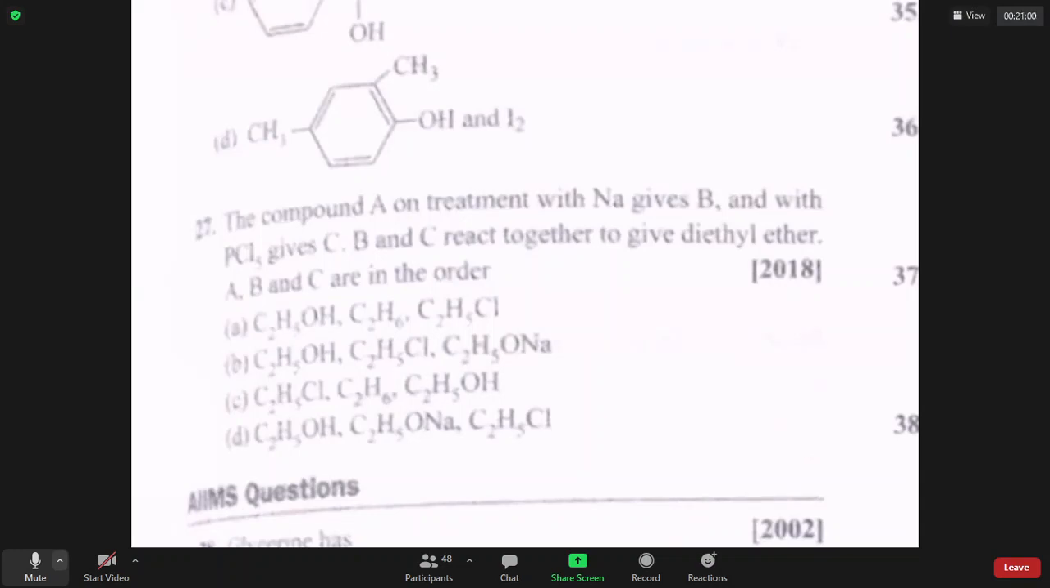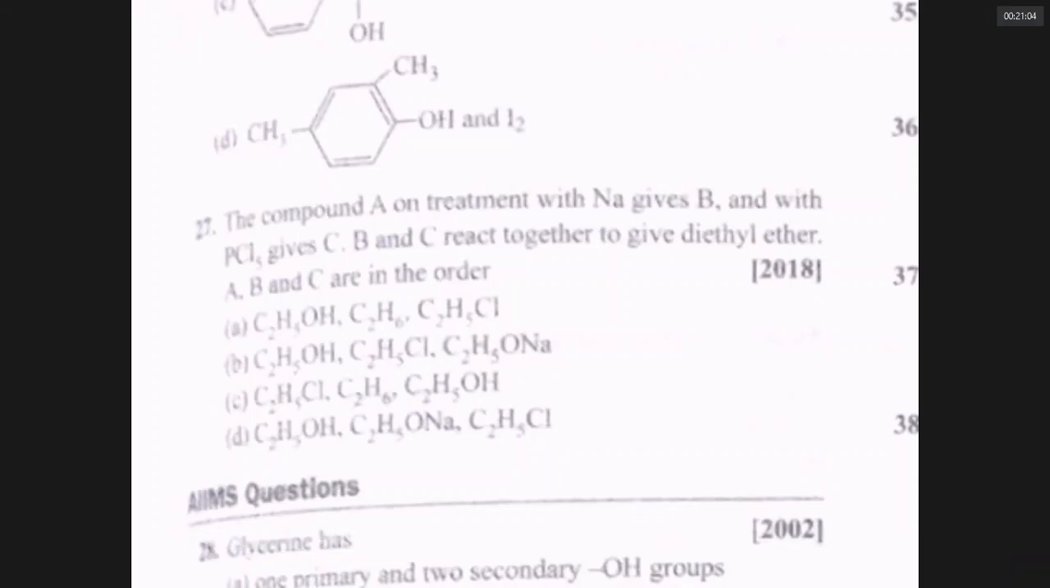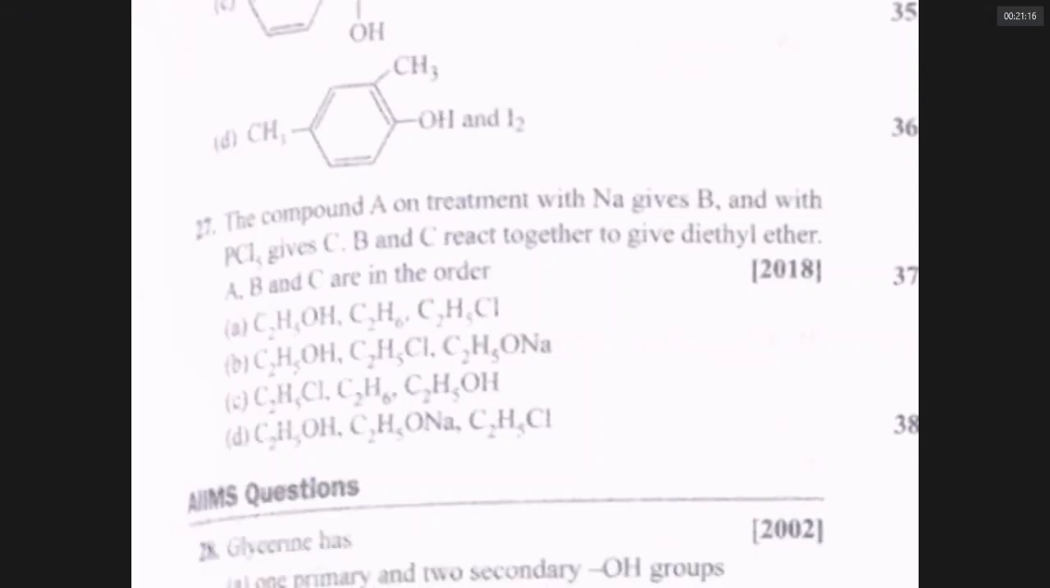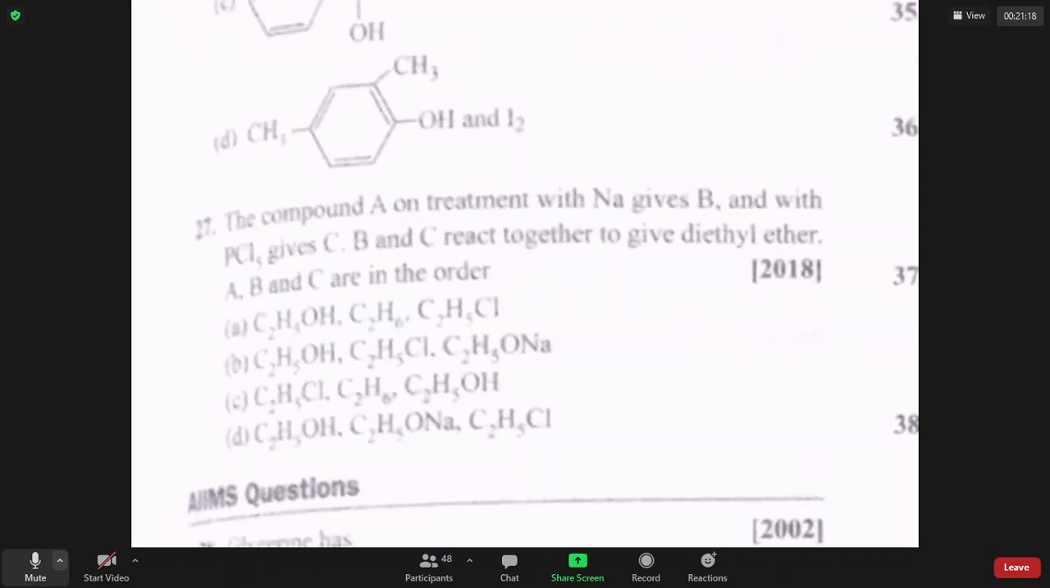C2H5OH reacts with sodium to give C2H5ONa. C2H5OH reacts with PCl5 to give C2H5Cl. Sodium ethoxide and ethyl chloride together can give diethyl ether. That is Williamson synthesis. So for question 27, answer is clearly D for donkey.